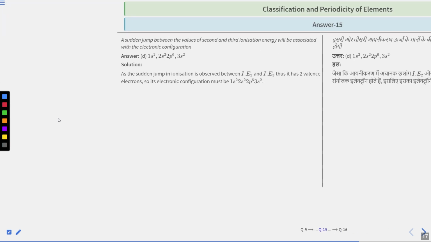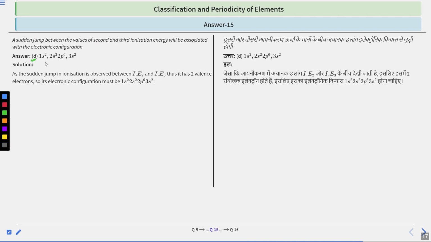Okay, let's see. The correct answer is option D, that is 1s2, 2s2, 2p6, 3s2. The sudden jump in ionization energy is observed between the second ionization energy and third ionization energy, as given in the question. It can happen when we have two valence electrons in our element. Because if we have two valence electrons, then the first ionization energy will be for removing the first electron, and then the second ionization energy will be for removing the second electron.